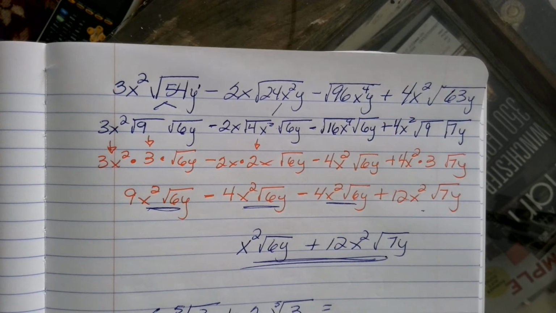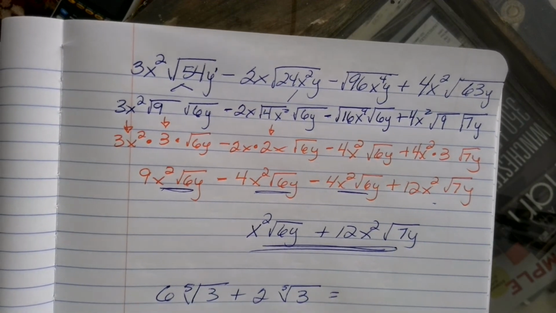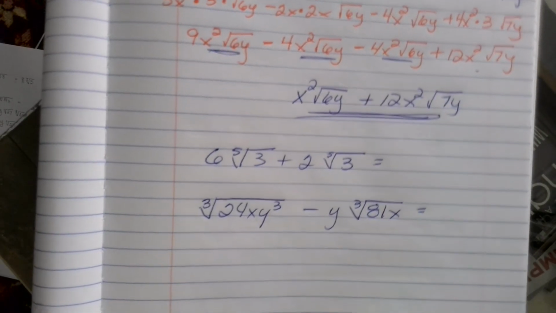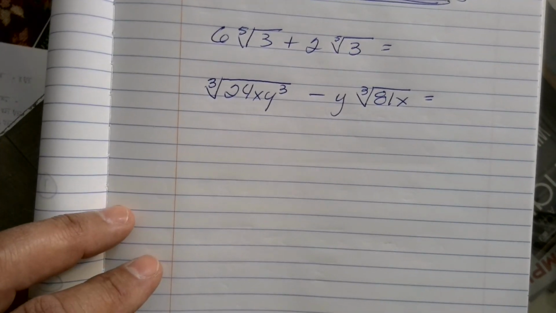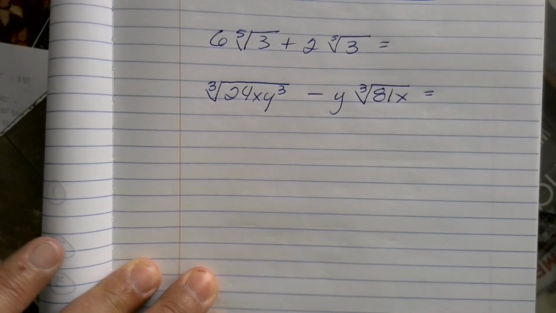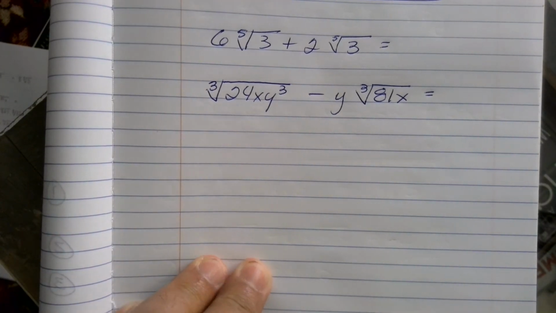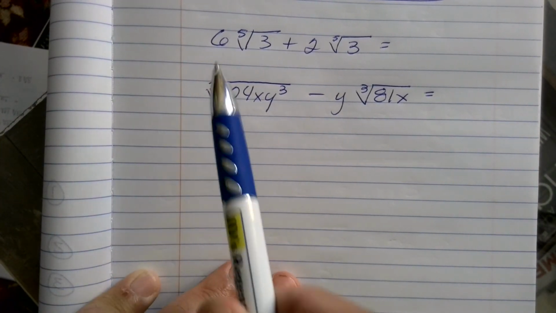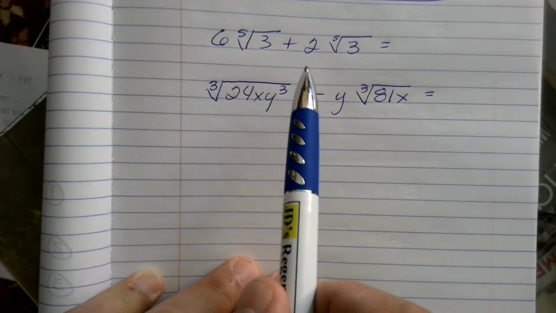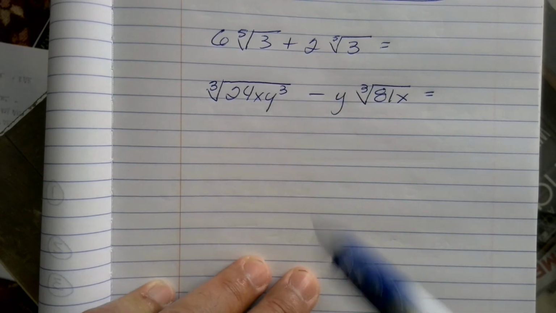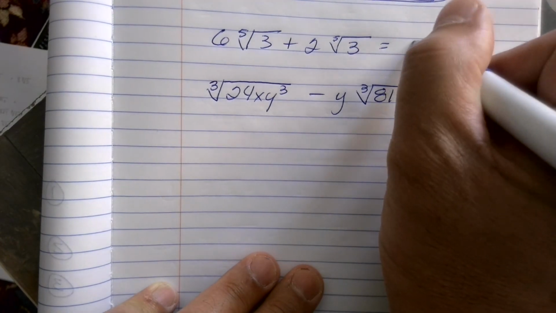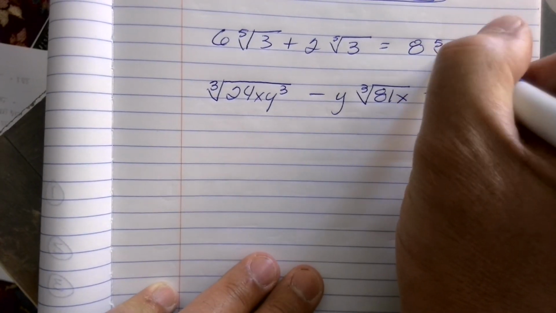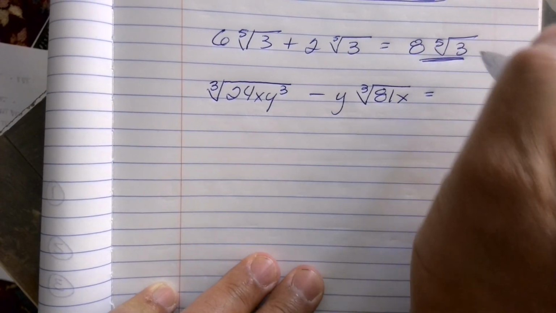So the problems we worked on were mostly square root, but these same properties work with fifth root or cube root or anything. So if we look at these two examples, if you want to pause it, you could try them on your own. In these two examples, this says 6 fifth root of 3 plus 2 fifth root of 3, right? They're like terms. So 6 plus 2, this would be 8 fifth root of 3.